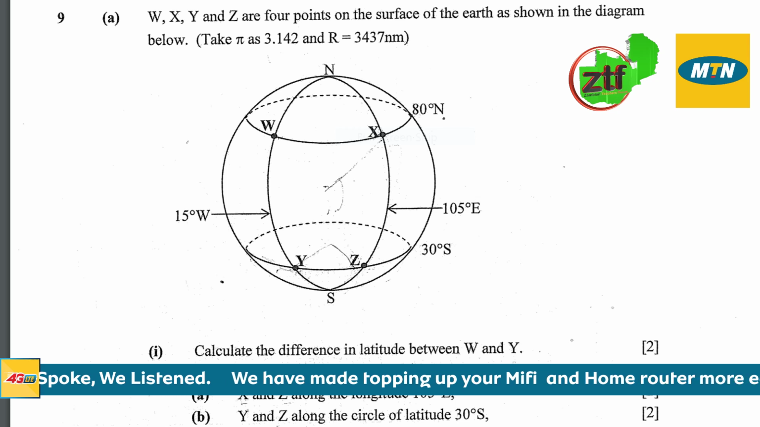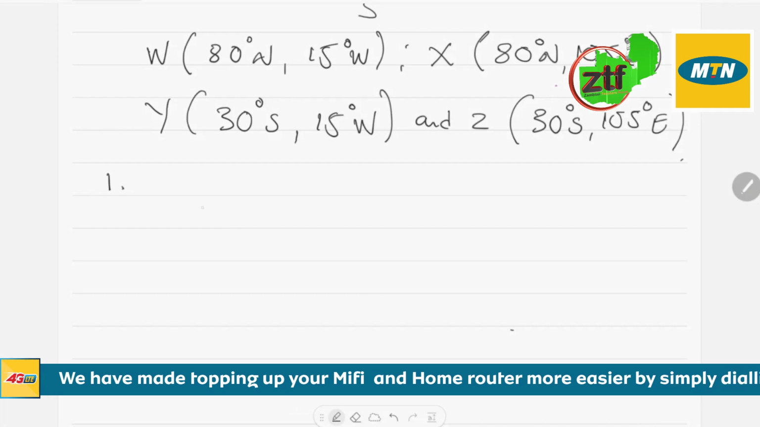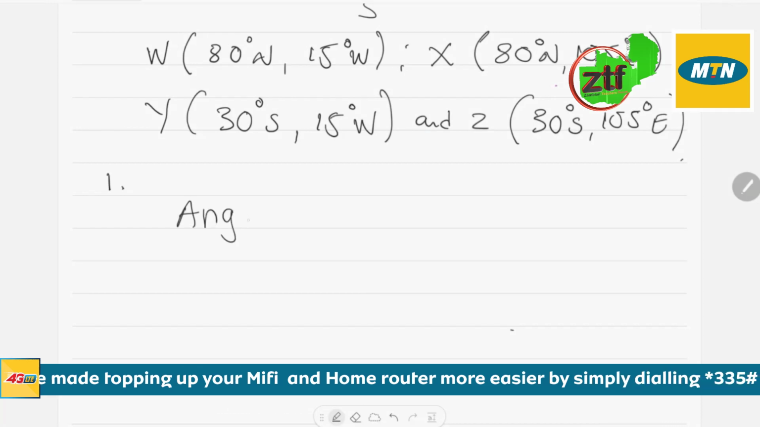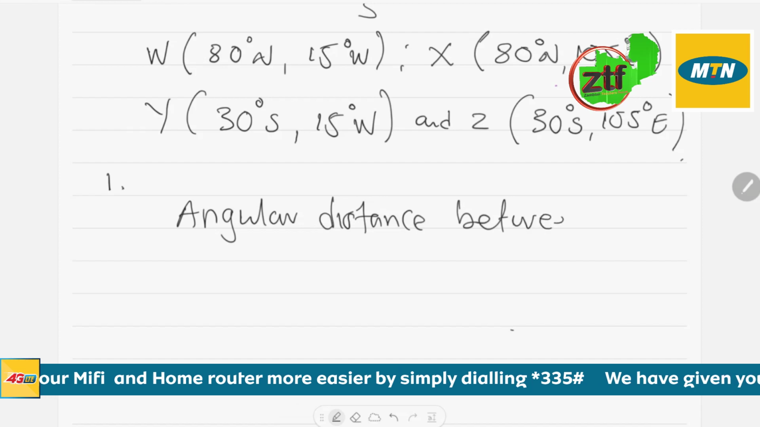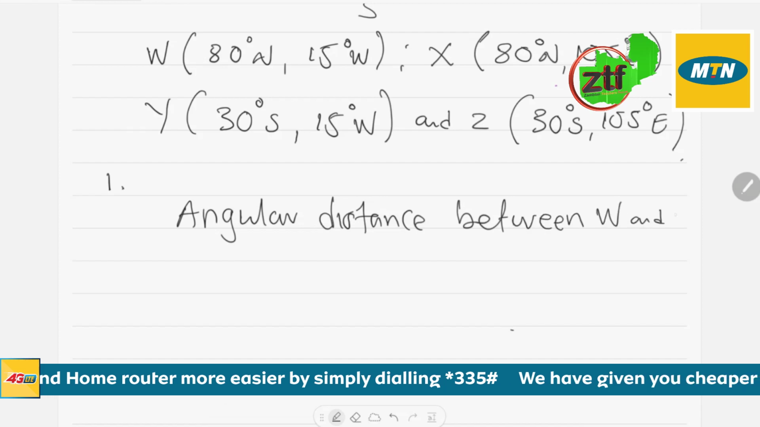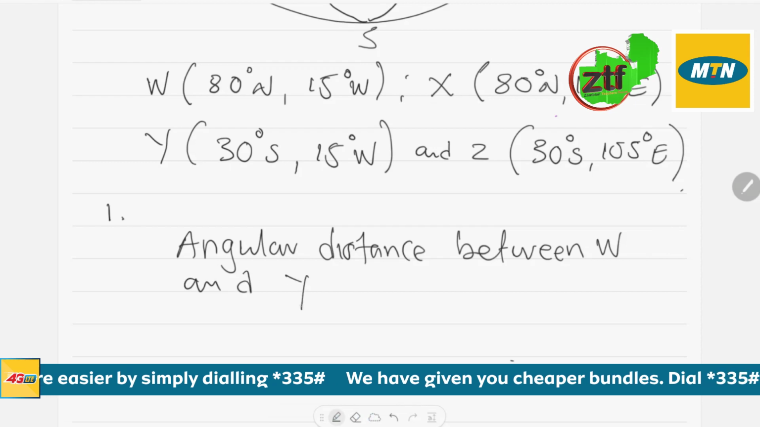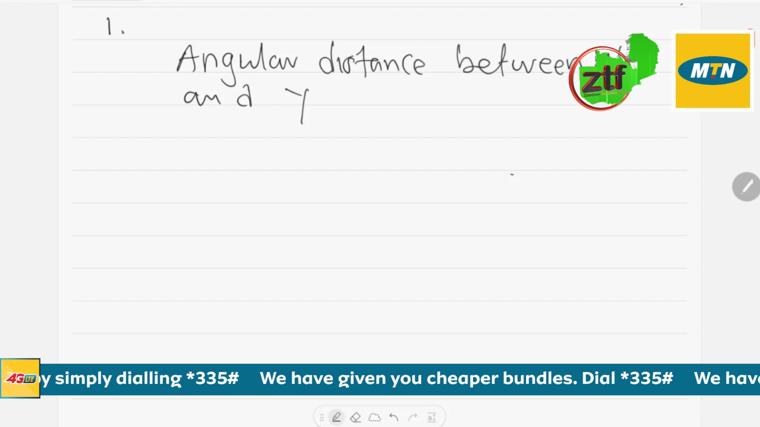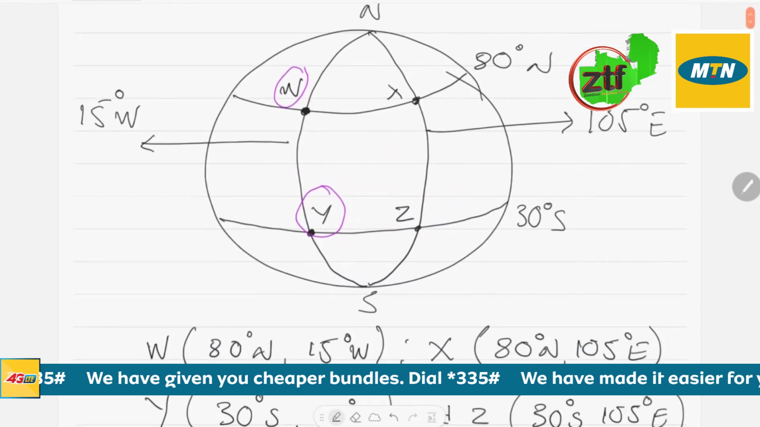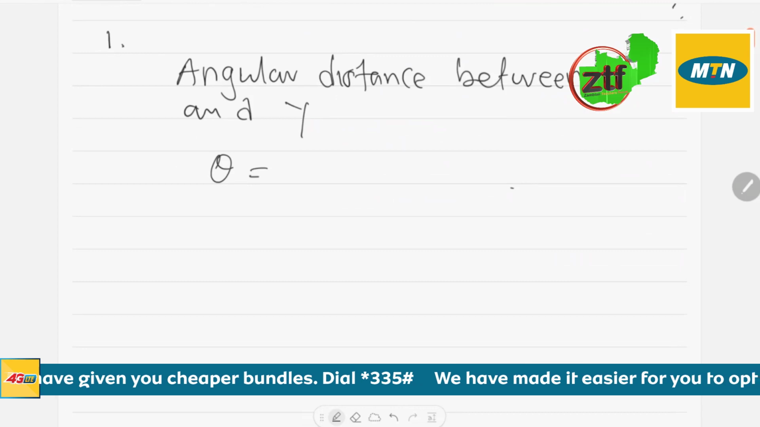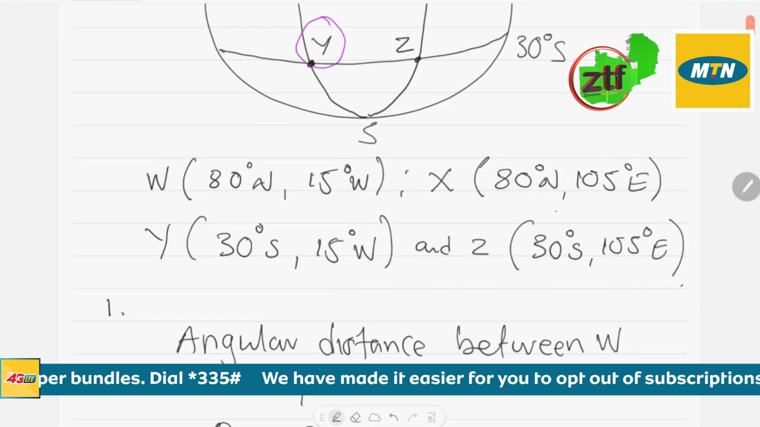So finding the angular distance, which is question 9A1, the angular distance between W and Y will be given by theta, which will be equal to 80, which is the latitude where W is, plus 30 degrees.